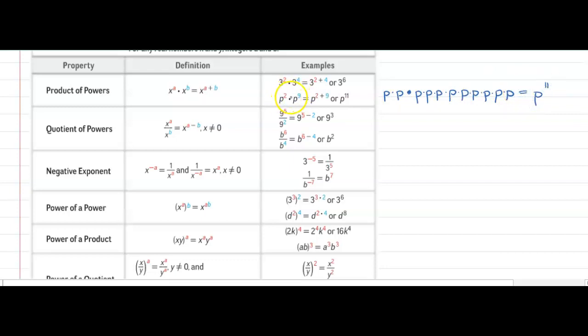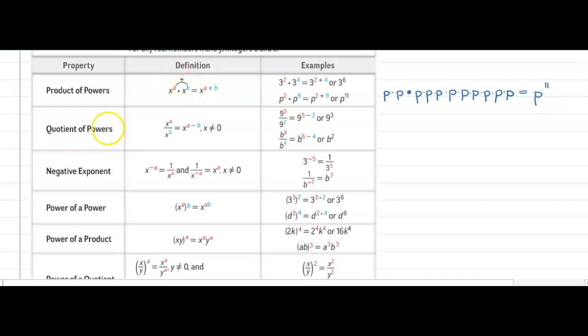In other words, we take these powers and we add them together. X to the a times x to the b is the same as x to the a plus b. The way I like to remember it is that I have to go over the multiplication sign here. I'm already multiplying these bases, so I need to add these exponents.